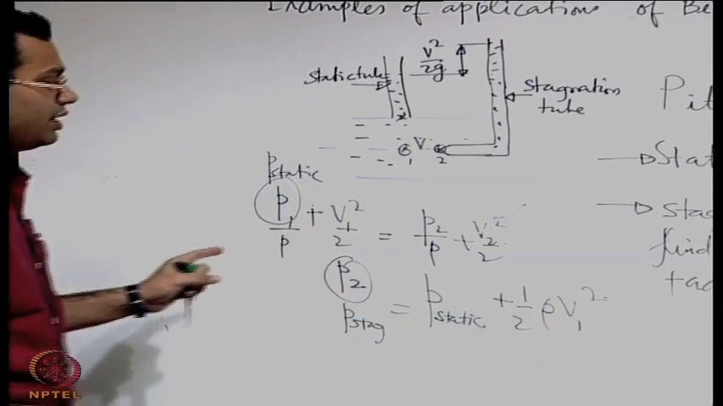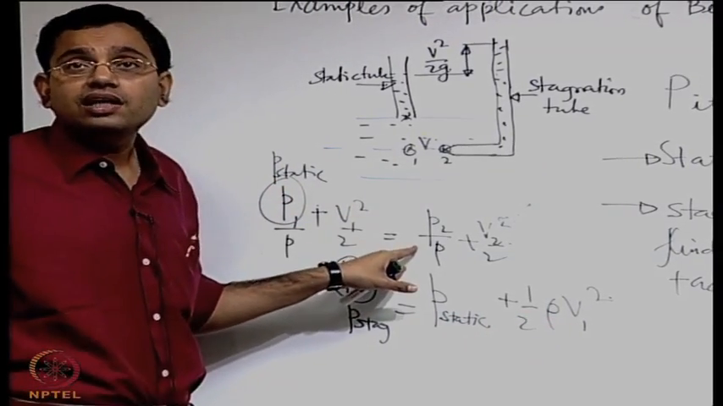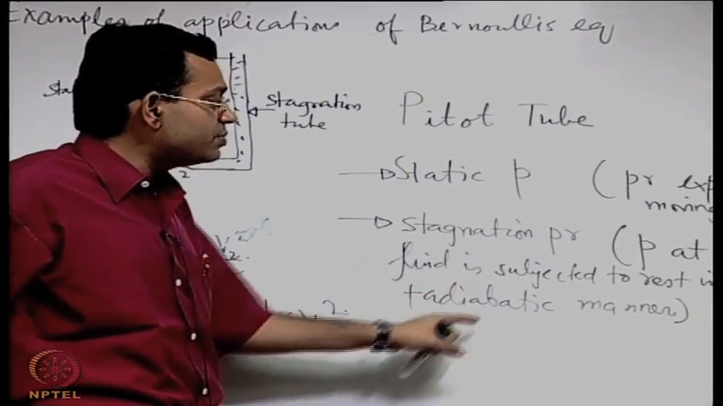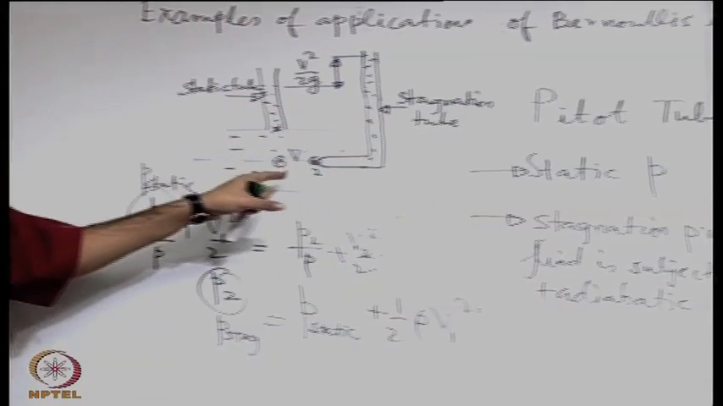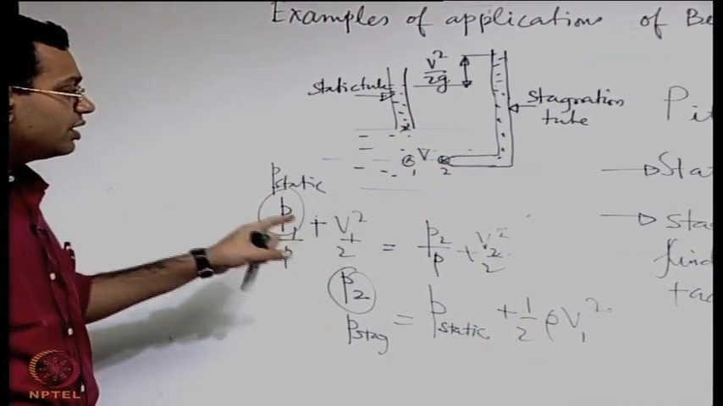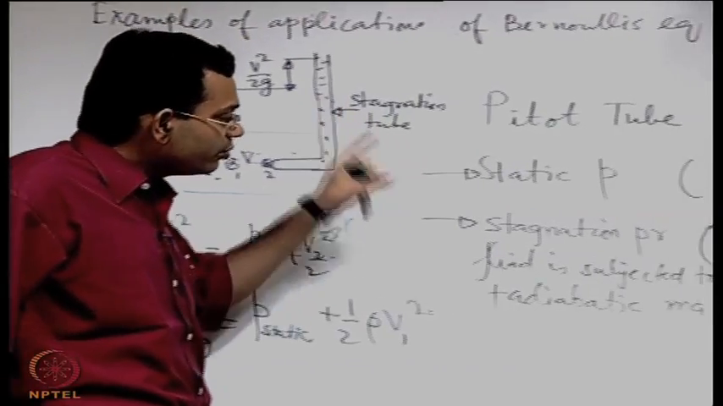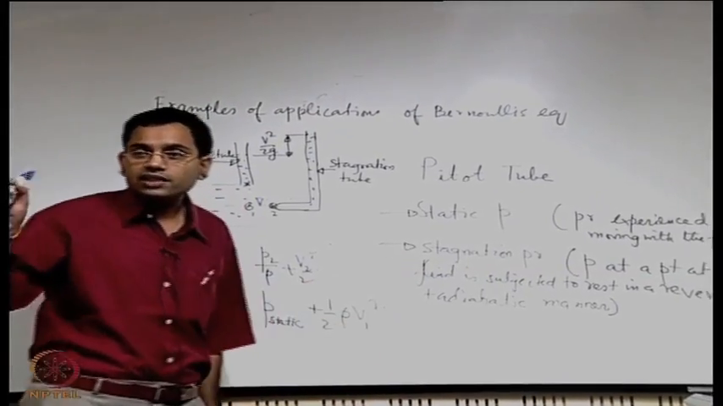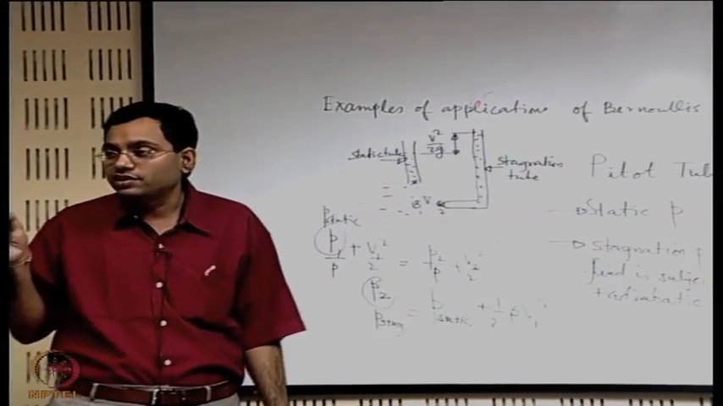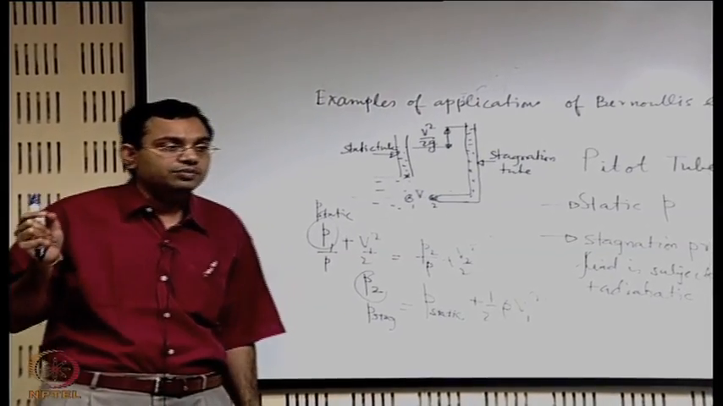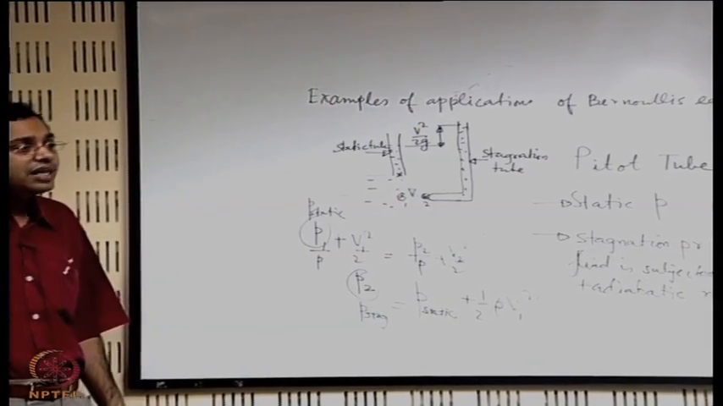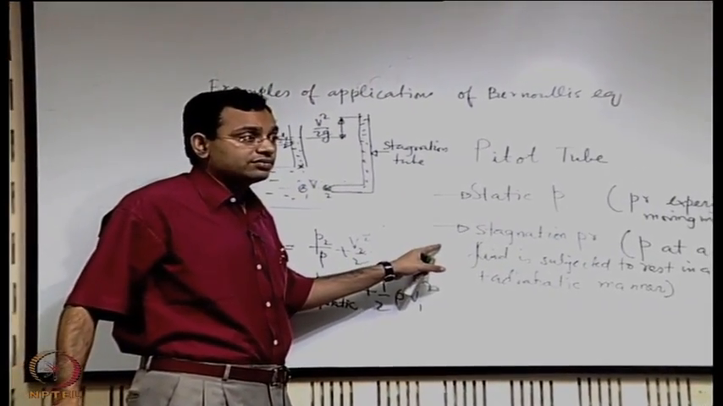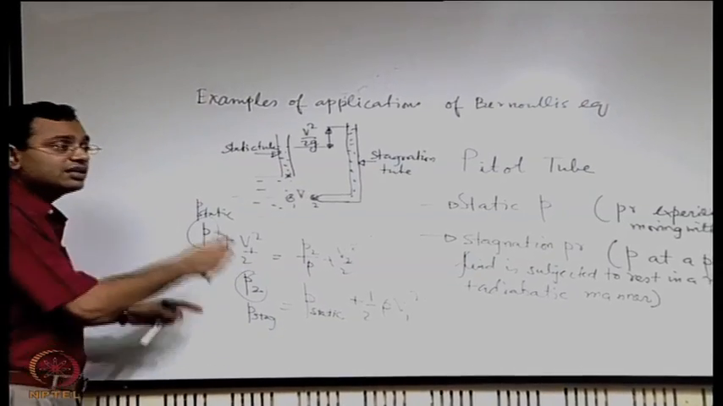But you have to keep in mind that this equation is derived by considering a frictionless condition, and frictionless condition is valid when you are subjecting the flow to rest in a reversible and adiabatic process. So the definition of the stagnation pressure is to be kept in mind. Stagnation pressure is not just pressure at a stagnation point. What is a stagnation point? The stagnation point is a point where you have 0 velocity, but it does not mean that pressure at that point is a stagnation pressure. Pressure at that point will be a stagnation pressure only if the flow is subjected to rest in a frictionless manner, because the stagnation pressure is defined in that way.